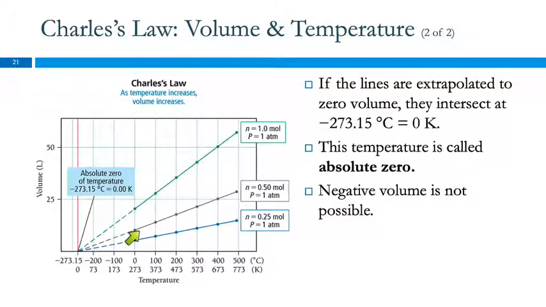If I take these 3 lines and extrapolate them, meaning I'm going to draw the line past where I actually have data, what I find is that all of those lines intersect at the same point. At 0 volume, they intersect at minus 273.15 degrees Celsius. So that temperature is called absolute 0. That's the theoretical lowest possible temperature, because negative volume is not possible.